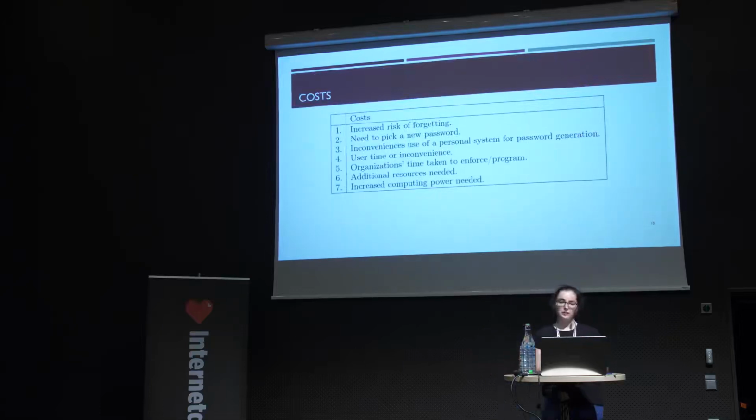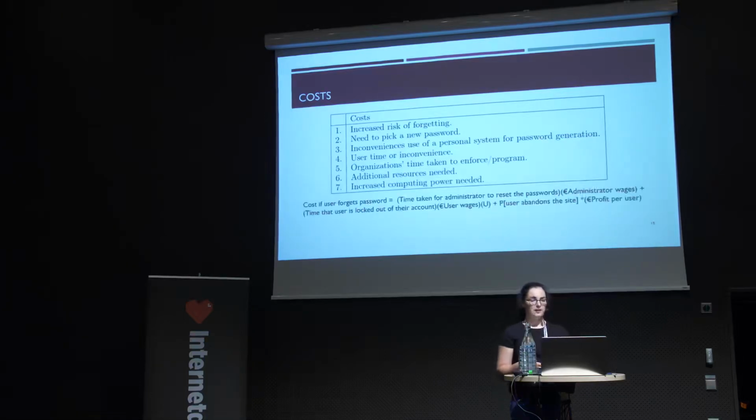So in there is increased risk of forgetting, user time or inconvenience, organizational time to enforce or program, additional resources, increased computing power. So we think these sum up all the different costs that can be associated with enforcing password advice. So what we did is then for each one of them, we changed it into a monetary value. So for example, for increased risk of forgetting, the cost of a user forgetting a password is the time taken for the administrator to reset the password by the administrator's wages, and then the time the user is locked out by the user wages, and then we have some value U that basically is how much you care about the users.